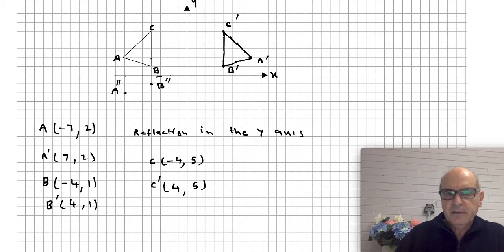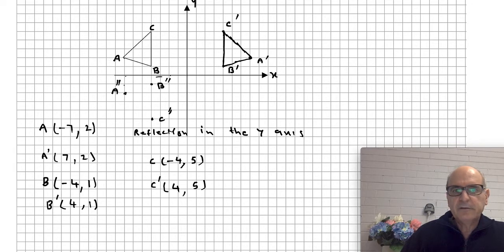Similarly for C, because we are finding it in the x-axis, continue towards the x-axis at the perpendicular line and continue on the other side by the same amount. So it's 1, 2, 3, 4, 5. So go down by 5. 1, 2, 3, 4, 5. That gives you C double dash. Now you connect them together and that will be the reflection in the x-axis. So that is how we found the reflection.